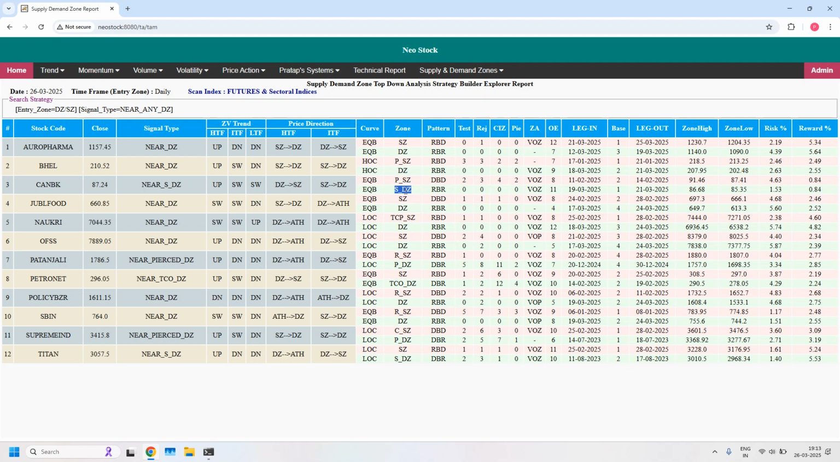Canara Bank is having a high liquidity daily demand zone. And Titan is having a high liquidity daily demand zone. We identified 2 stocks from this list.